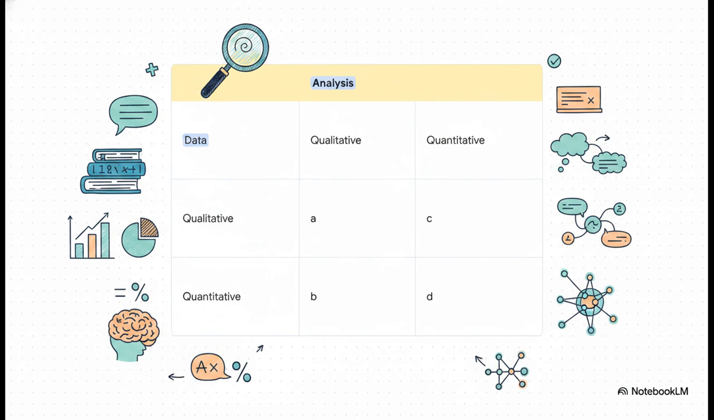It shows us that it's not as simple as using quantitative methods for numbers and qualitative for words. You can get really creative. For example, you can do a qualitative analysis of quantitative data. You could look at survey results and interpret what those numbers mean in the real world. This matrix just opens up a whole world of possibilities.